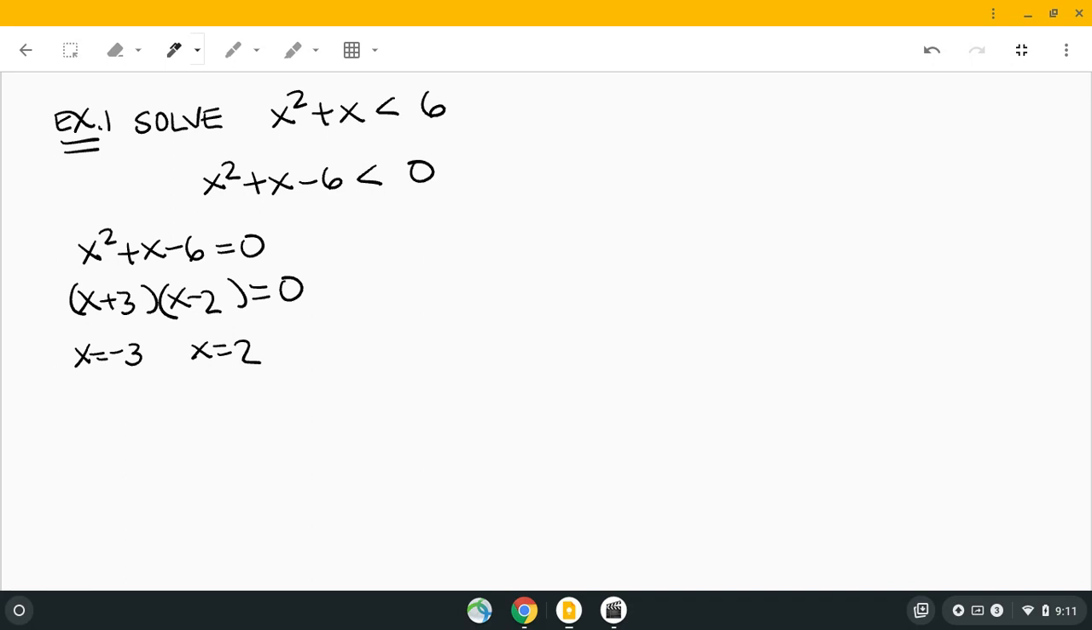And again, this is usually where students will stop. That is only the beginning. Now we have to plot those on a number line.